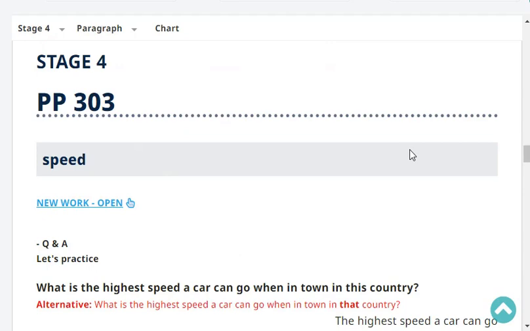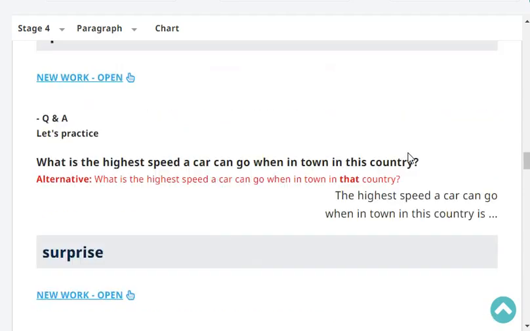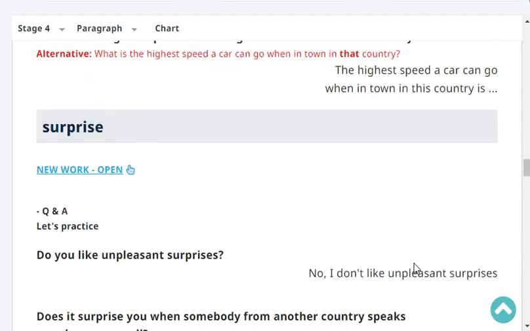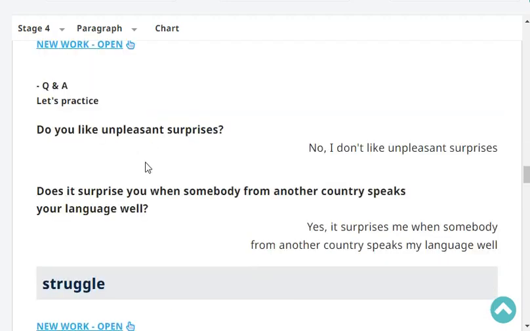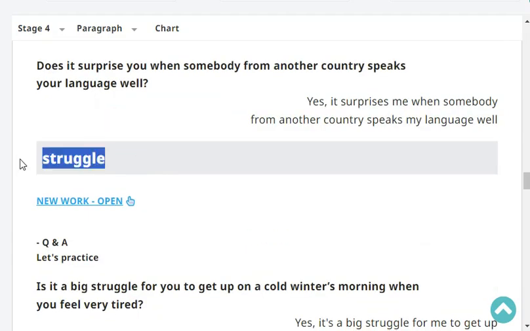Speed. What is the highest speed a car can go when in town in this country? The highest speed a car can go when in town in this country is 60 kilometers an hour. Surprise. Do you like unpleasant surprises? No, I don't like unpleasant surprises. Does it surprise you when somebody from another country speaks your language well? Yes, it surprises me when somebody from another country speaks my language well.